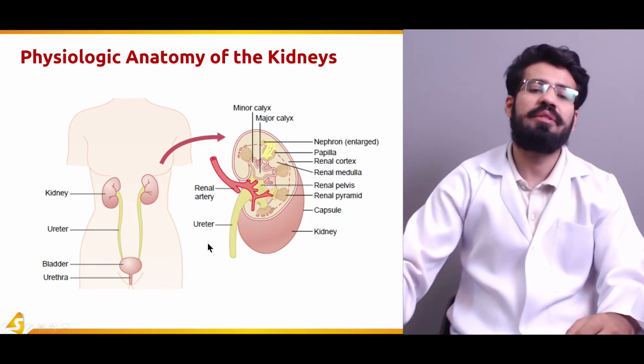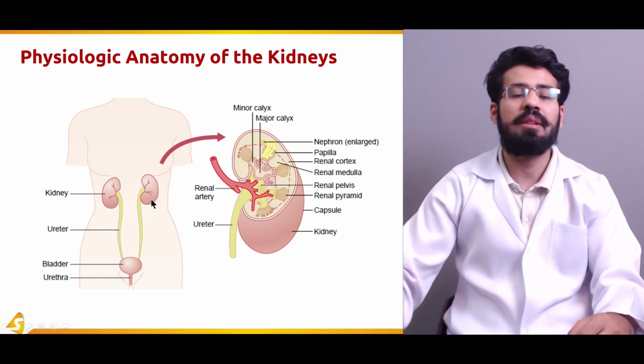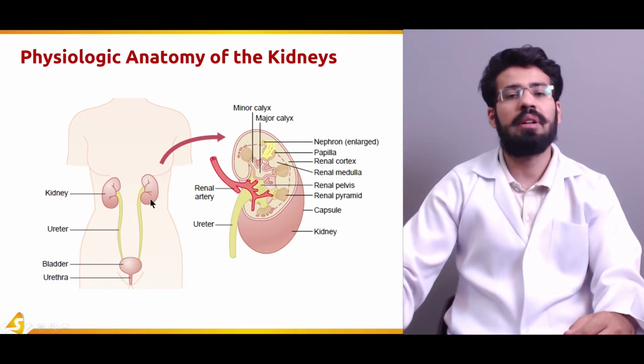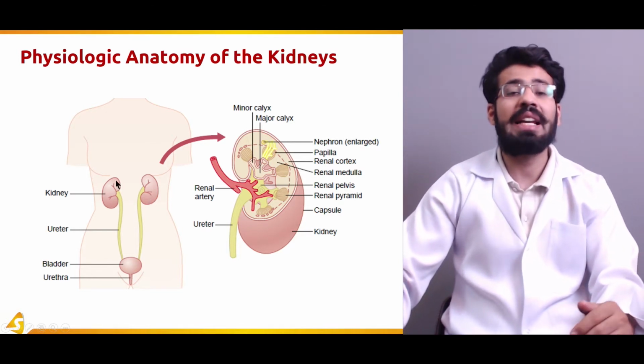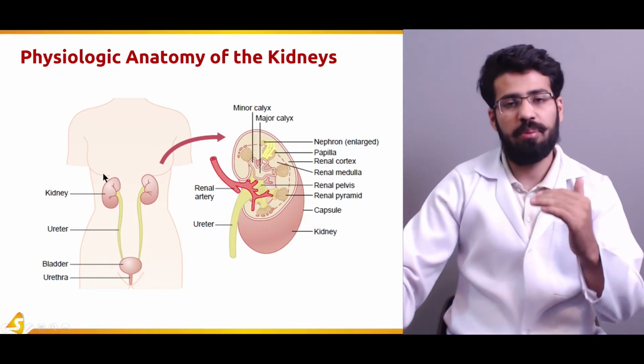Now, coming towards the physiologic anatomy of the kidney, the kidneys are present at the posterior region of the abdomen, and they are not included in the peritoneal cavity. They lie just beneath the peritoneal cavity.